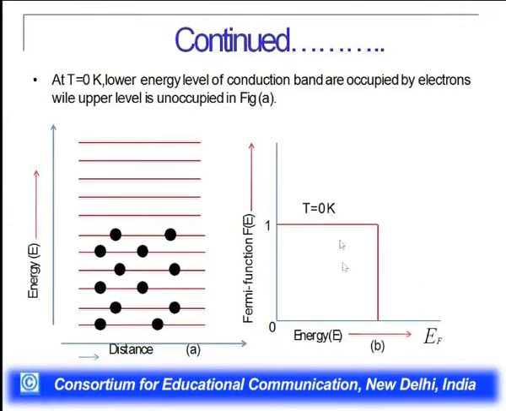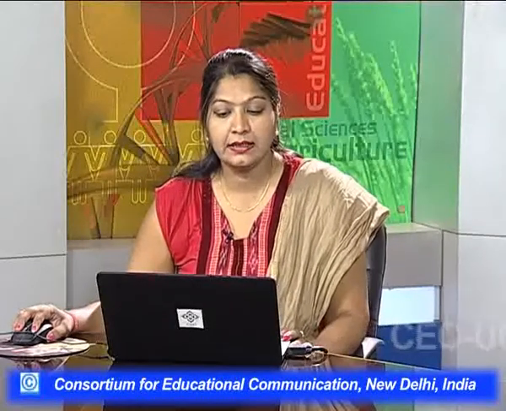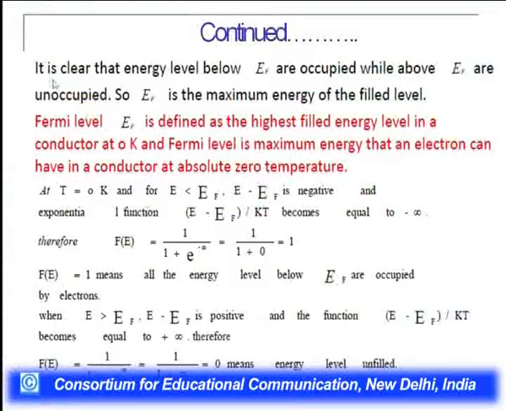Here we see that at 0 Kelvin, the probability of finding an electron at the lower levels, below the Fermi energy Ef, is 1. It is clear that the energy levels below Ef are occupied while those above Ef are unoccupied. So Ef is the maximum energy of the filled level.